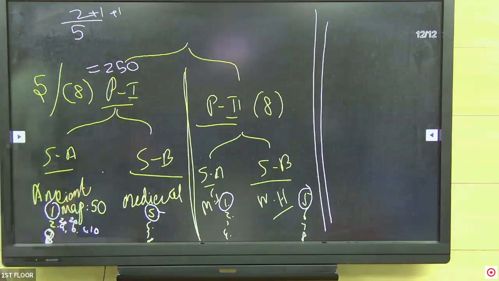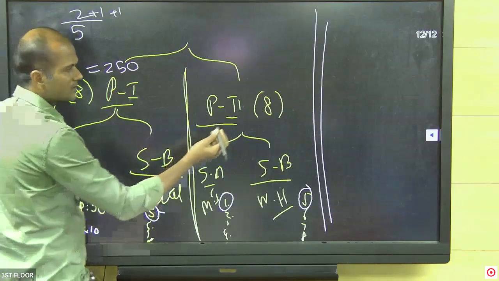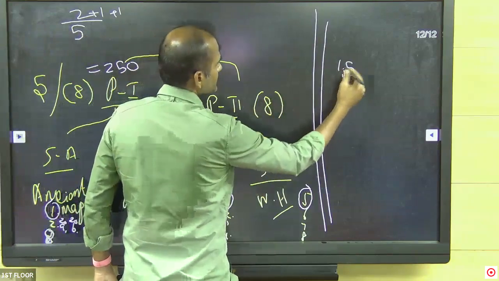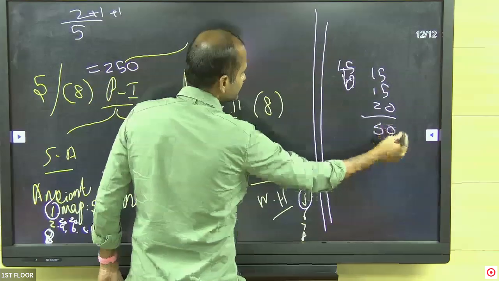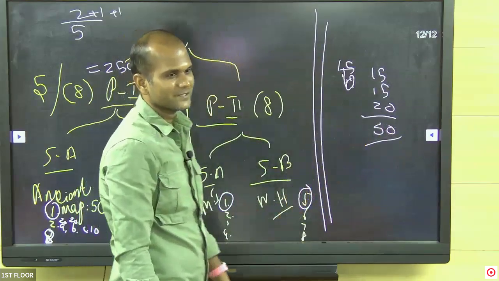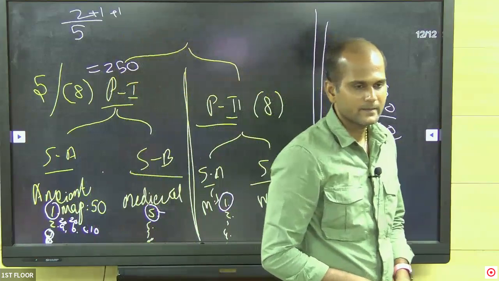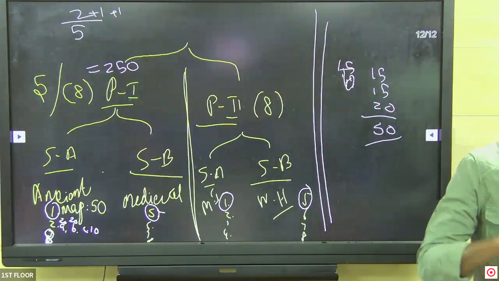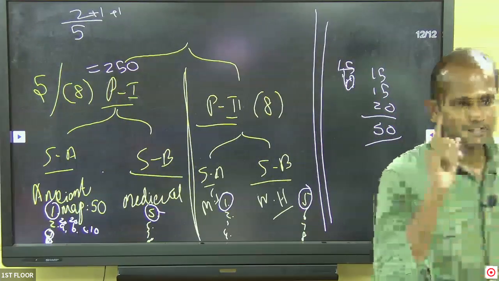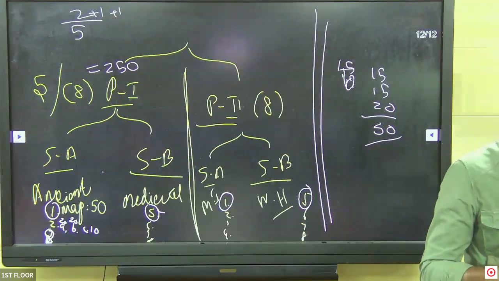Suppose they don't ask in 20, 20, 10, how would they ask? 15, 15, 20. All the permutations and combinations, that is a 50-mark question. These are the only two patterns in which they can ask a question: 20, 20, 10 or 15, 15, 20.